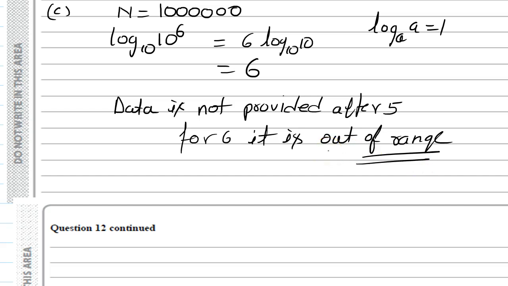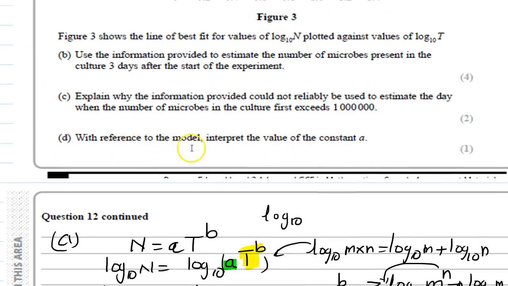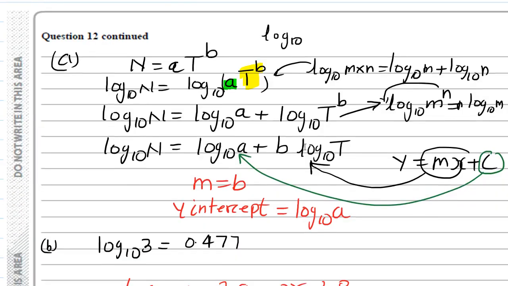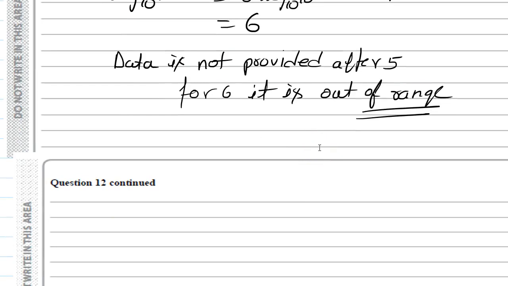For 6 out of range. Now D part is with reference to the model, it is 1 mark question. Interpret the value of the constant A. So with reference to the model, if we say 1 day after, N is equal to a t to the power b. So let's write down D part.